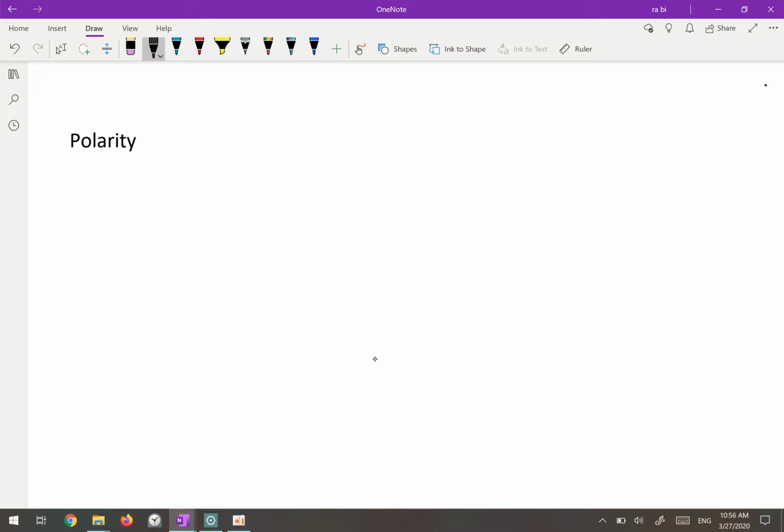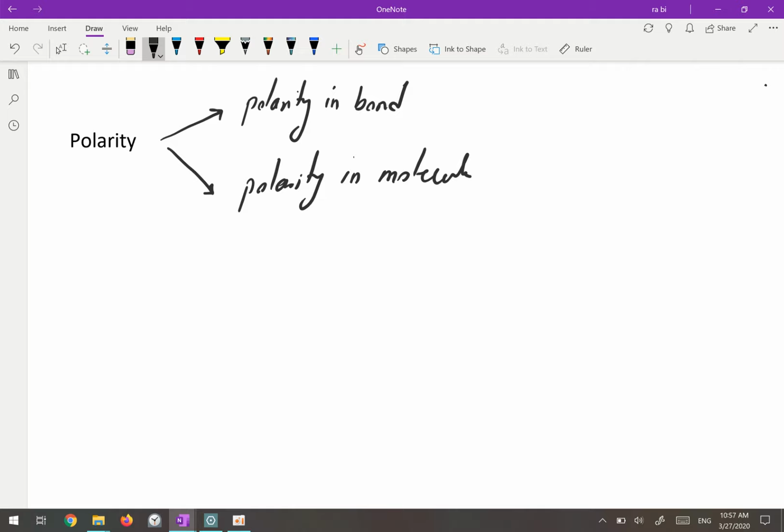When we are talking about polarity, sometimes we are talking about the bond. So we have polarity in bond, and sometimes we are talking about polarity in molecule. Sometimes we say if the bond is polar or not. Sometimes we say if the molecule is polar or not. So these two are completely different concepts from each other.